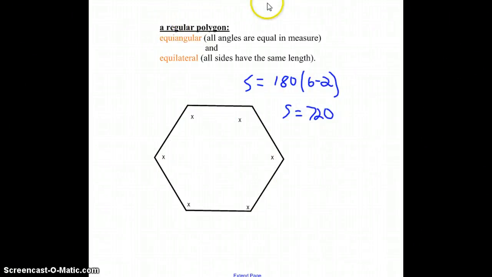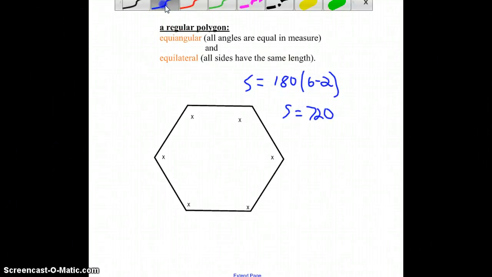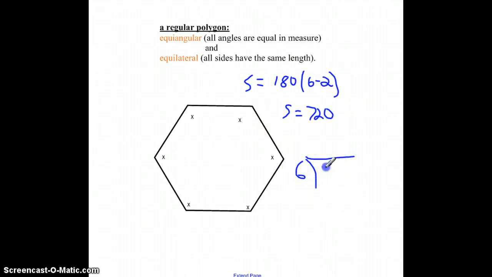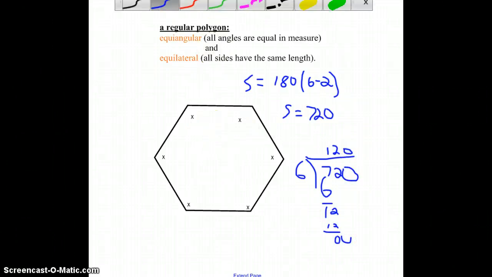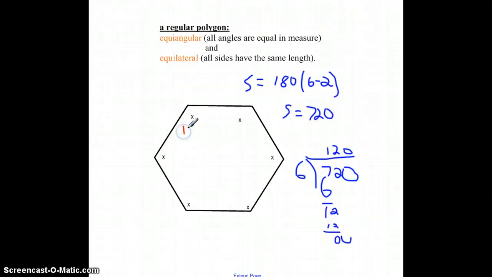Well, if we didn't know it off the top of our head, we can just do the division. 6 into 7 goes once. Bring it down. 6 into 12 goes twice. 6 into 0 goes 0. We've got a remainder of 0. So 120 degrees. So each one of these angles is 120 degrees.